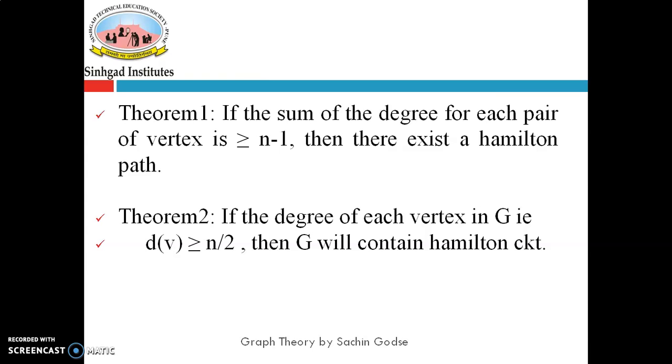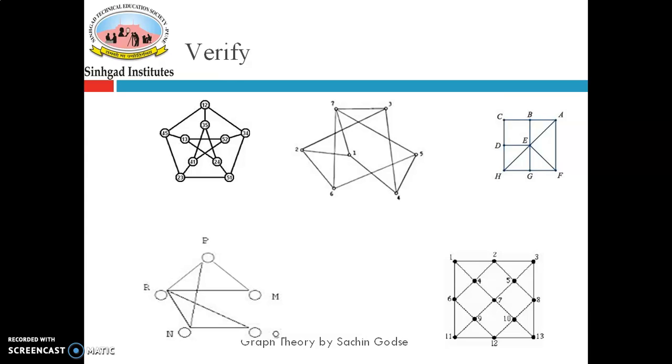Theorem 2 says that if the degree of each vertex in G is greater than or equal to n by 2, then G will contain a Hamilton circuit. N is nothing but the total number of vertices in the given graph. And if the degree of each vertex, not any vertex, each vertex, is greater than or equal to n by 2, then it contains a Hamilton circuit. Now these are some examples given.